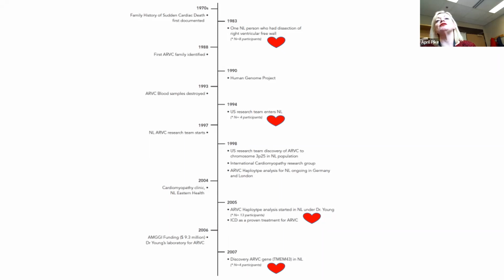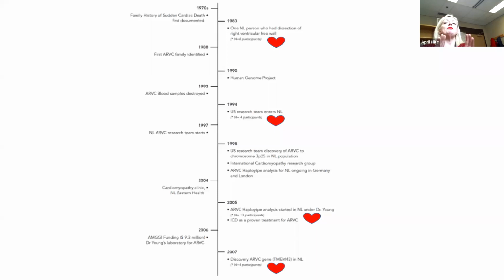And then in 2005, haplotype testing was done for ARVC under the team of Dr. Terry Lynn Young. When you think about haplotype analysis, Kathy Hodgson gives a really nice example: we knew the cul-de-sac that the ARVC gene was on, but we didn't know the house. And then, of course, in 2007, we had discovery of the ARVC gene.